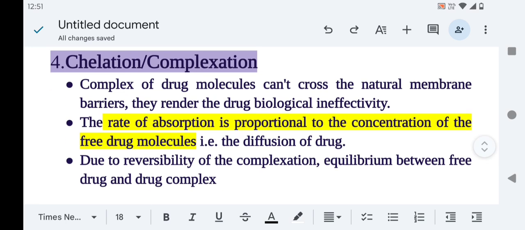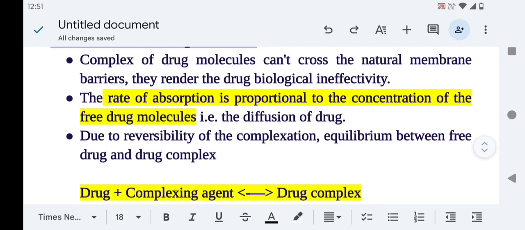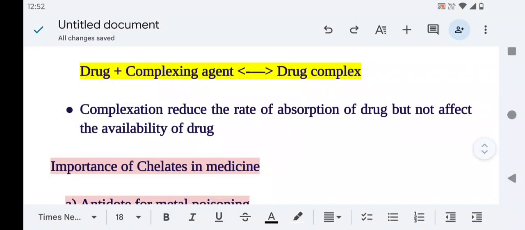Complex of drug molecules can't cross the natural membrane barriers. They render the drug biologically ineffective. The rate of absorption is proportional to the concentration of the free drug molecules, the diffusion of drug. Due to reversibility of the complexation, there is equilibrium between free drug and drug complex. Drug plus complexing agent, equilibrium, drug complex. Then complexation reduces the rate of absorption of drug but does not affect the availability of drug.